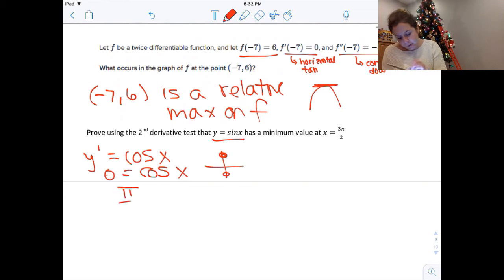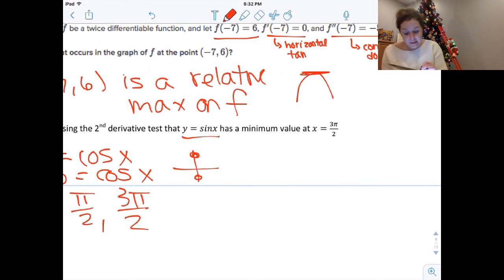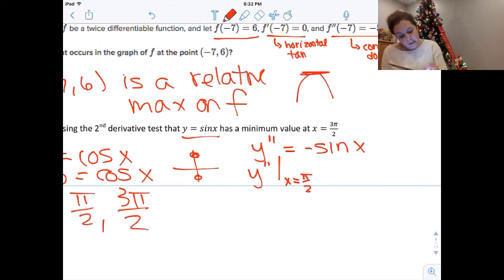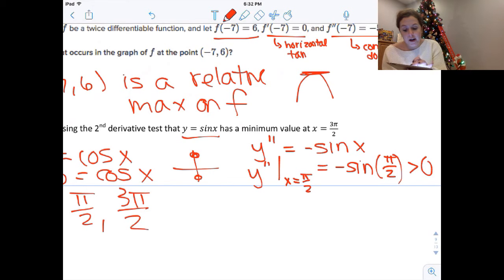And then I'm going to test those in the second derivative. So y double prime is negative sine x. So y double prime evaluated at x equals pi over 2 is negative sine pi over 2, right? Which is less than 0 because of that negative up front. So that would tell me that y is concave down, which means there would be a maximum, which is not what they wanted me to prove, but that's okay.